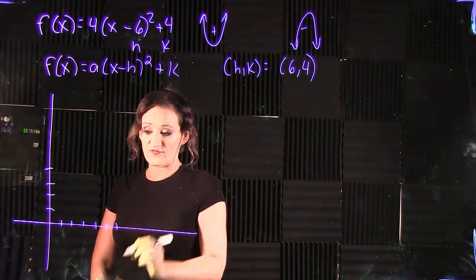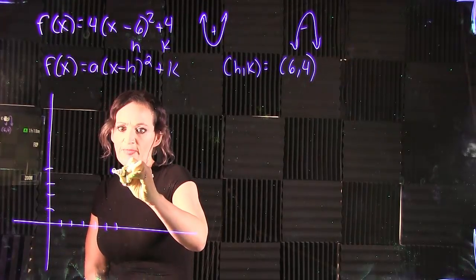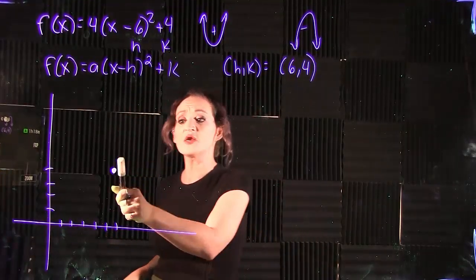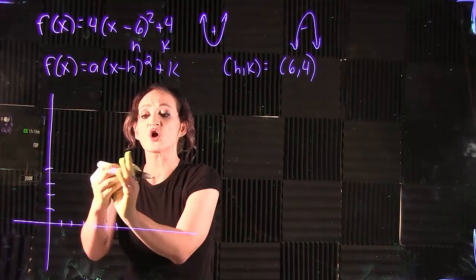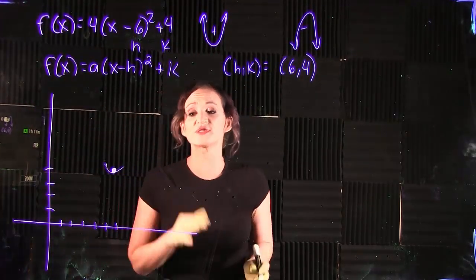That's your first point. Go ahead and plot it. Go over 6, up 4. That's the vertex. So this already gives us a lot of good information here. We know this is where our graph starts, and it's going to go upward from here. It's going to shoot upward from this point. So that already tells us a lot from here.